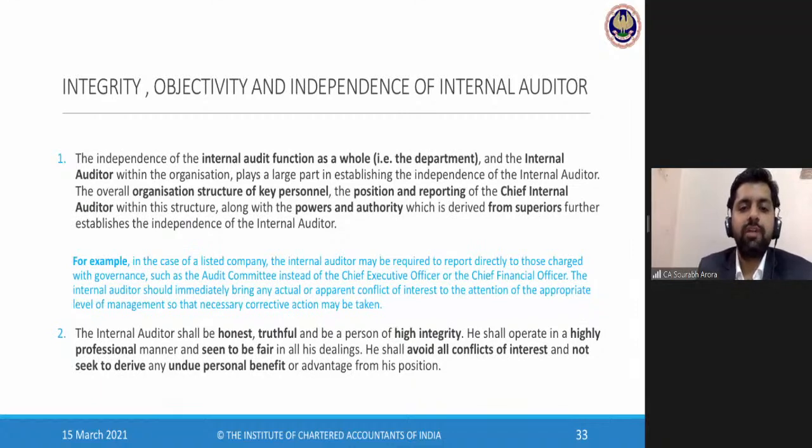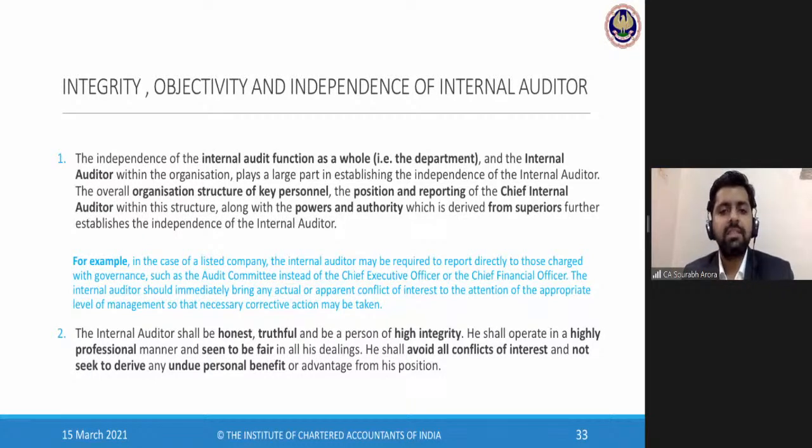Then the independence of the internal audit function as a whole, that is the department and the internal auditor within the organization, plays a large role in establishing the independence of the internal auditor. The overall organization structure of key personnel, the position and reporting of the chief internal auditor within its structure, along with powers and authorities which are derived from superiors, further establishes the independence of the internal auditor. So I've bolded the keywords over here. You can go through them.